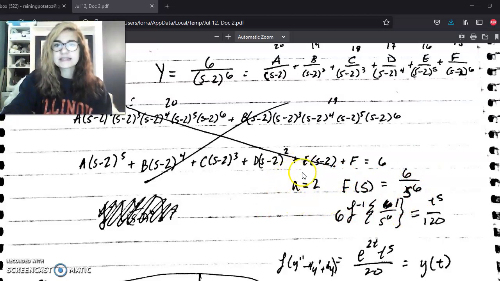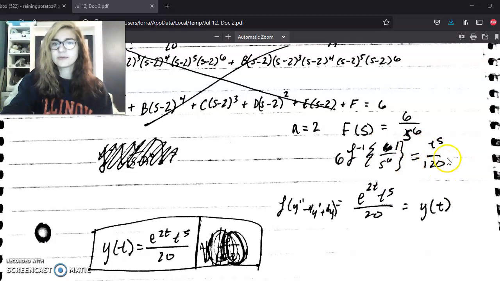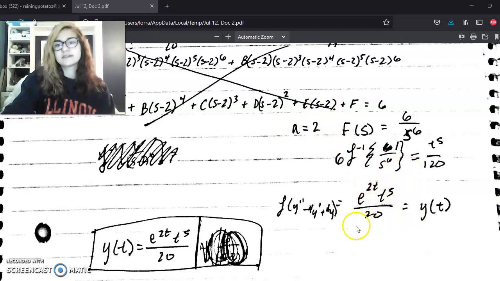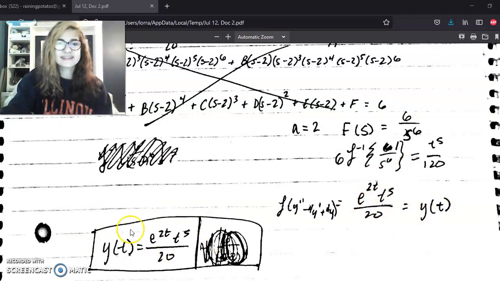So in this case, a is equal to 2, and so F of s is equal to 6 over s to the sixth. So you just move that 6 out and you take the inverse Laplace, so 1 over s to the sixth, so that's equal to t to the fifth over 120. And so you just multiply that 6 in and you get t to the fifth over 20, and then you have to add your e term here because your a is here. So you get e to the 2t, t to the fifth over 20 is equal to y of t. And that's my answer. Thank you.